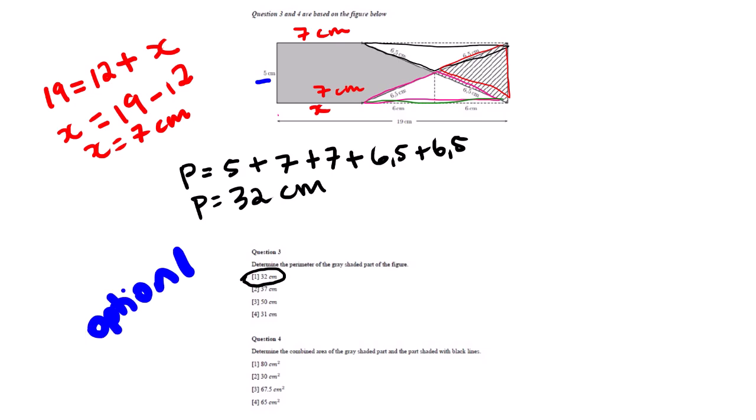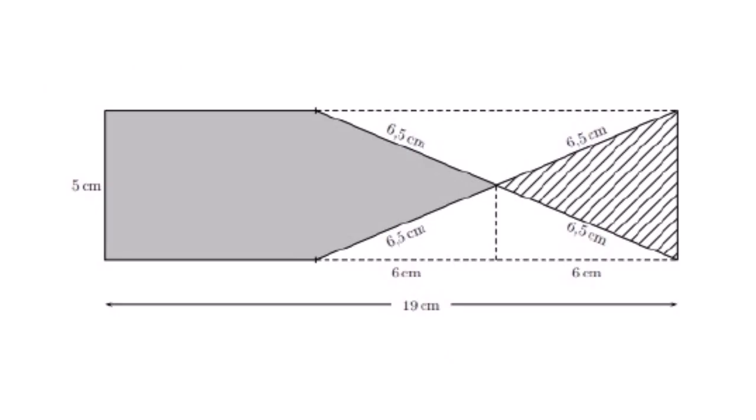And then we go to question number 4. It says determine the combined area of the gray shaded part and the part shaded with black lines. For us to actually understand the question, let me zoom in the diagram.